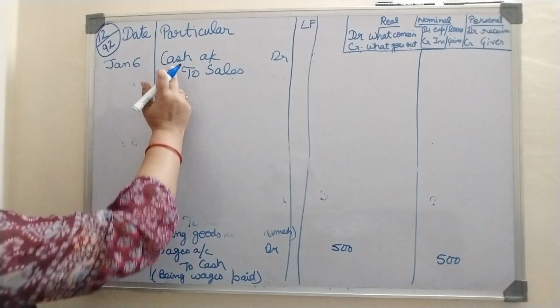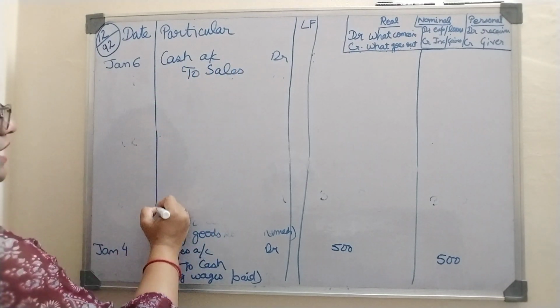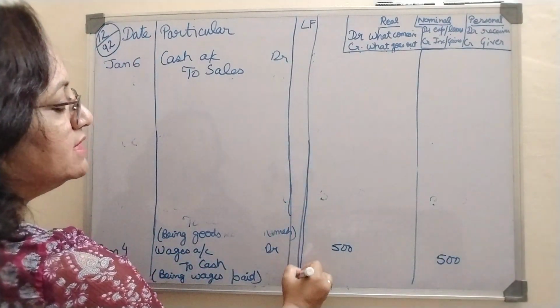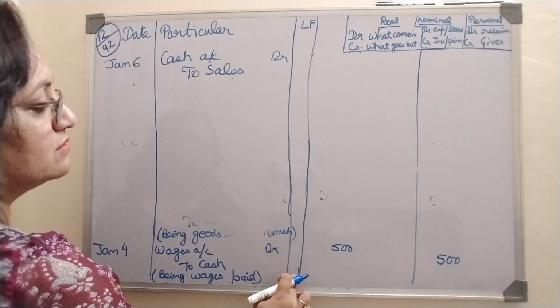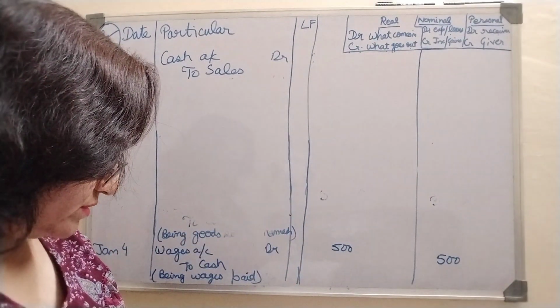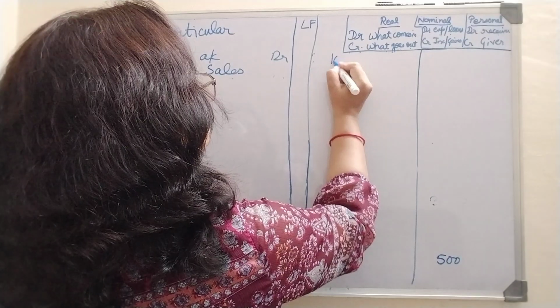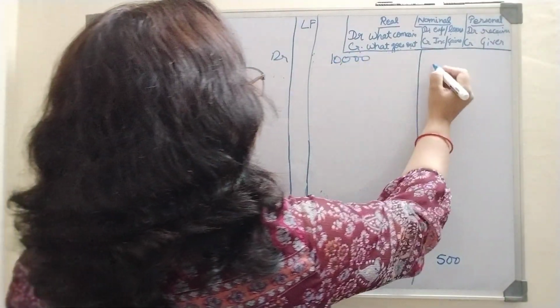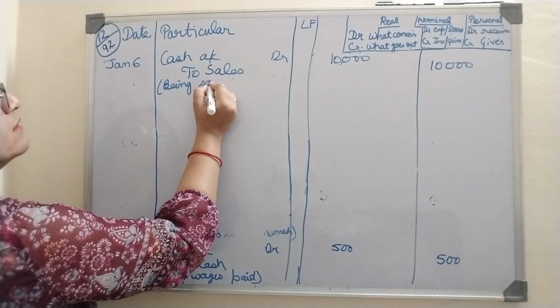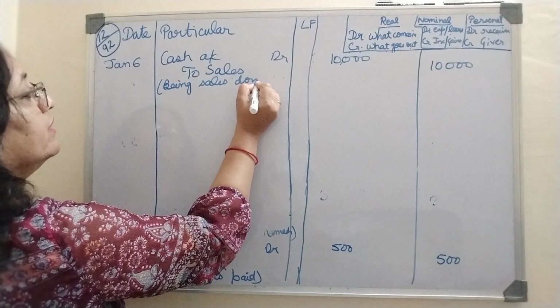Now name of a person is not given, it means we have not done anything on credit. Whenever name of a person is given, it means it is a credit transaction, right? So cash account debit to sales. And how much is it? 10,000. Being sales done. Just in short you can write.